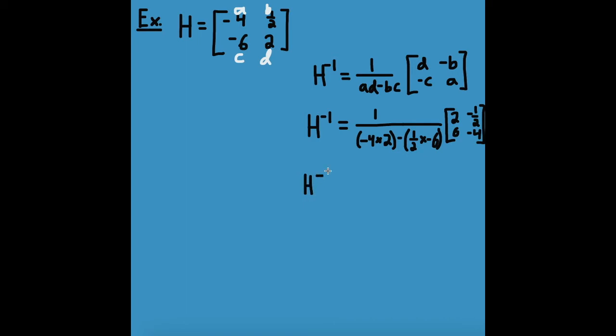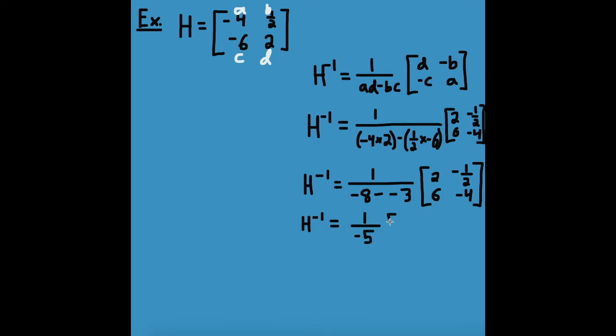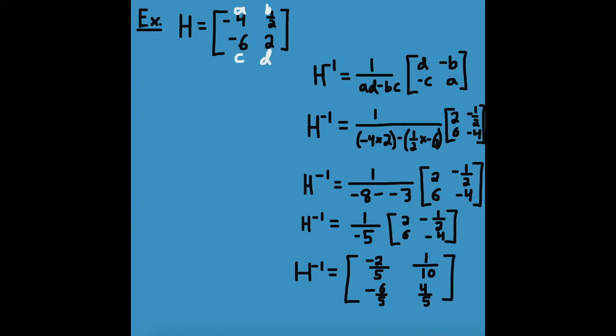When we simplify this, we get 1 over negative 8 minus negative 3 times the matrix 2, negative 1/2, 6, negative 4. We get 1 over negative 5 times the matrix 2, negative 1/2, 6, negative 4. When we multiply the scalar by each entry in the matrix, we get the matrix negative 2 over 5, 1 over 10, negative 6 over 5, 4 over 5. Therefore, the inverse of H is this matrix, which is our answer.